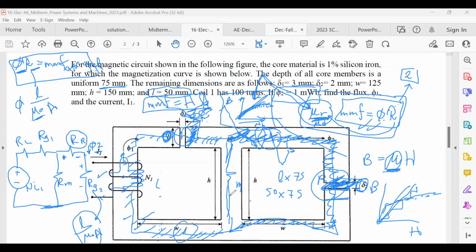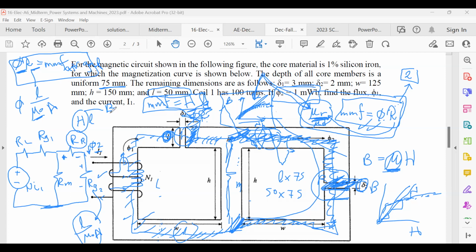Okay, from this point to that point. All of this, not including the middle, okay? So to get this MMF here, again, you have the BH curve, so it's H times the L. Can I get the H? Yes, if you have the B, because you have the BH curve.